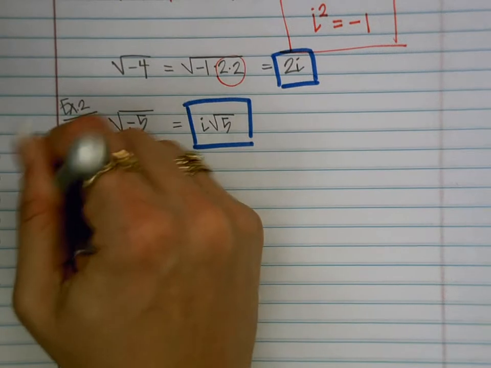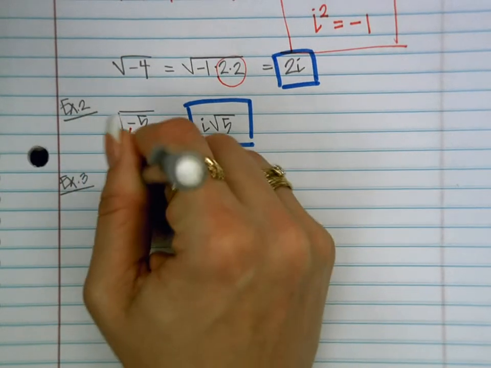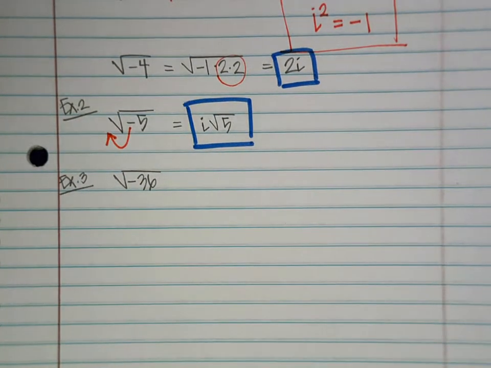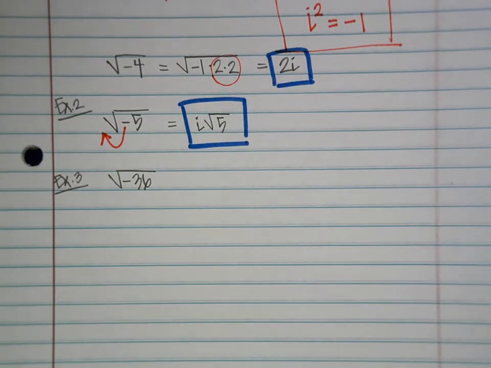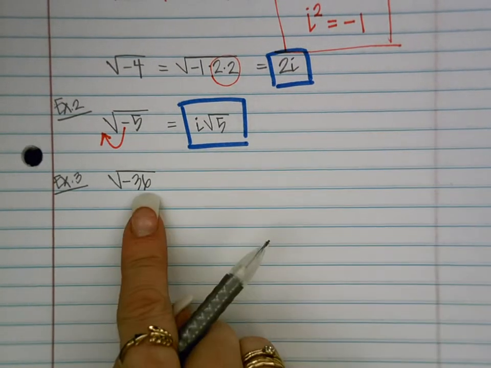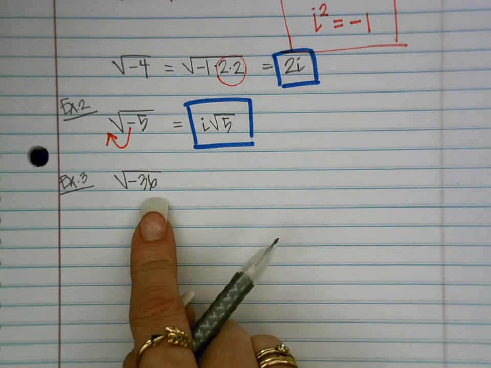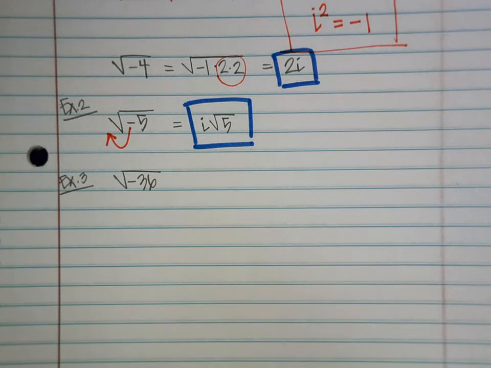Try another one for number 3. Simplify the square root of negative 36. Whenever you see radicals that have a negative in there, the first thing you do is take out the i. Then you try to take out any pairs.